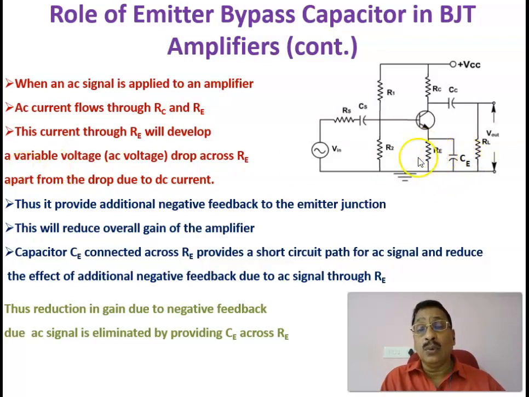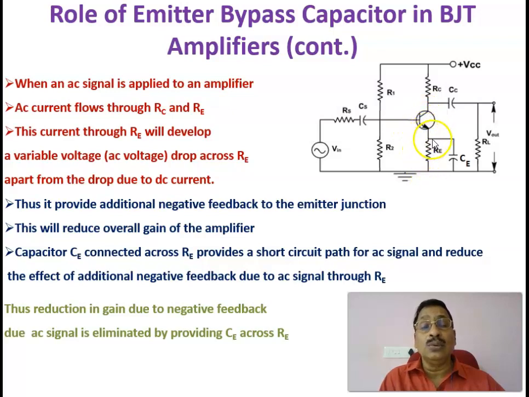Therefore, due to this voltage drop, this voltage drop is acting as a negative feedback to this amplifier. Due to the AC component, it will produce an additional negative feedback to the emitter, and due to the negative feedback the gain of the amplifier gets reduced. That is why you don't want to pass the AC through this resistance.